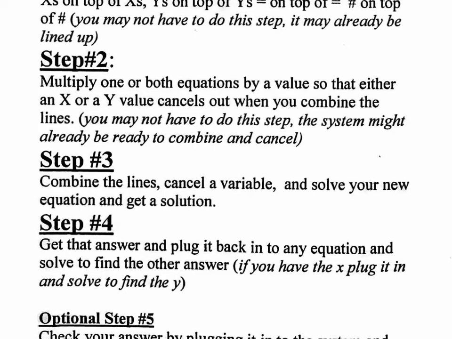Step 2. Multiply one or both equations so that either an X or Y value cancels out when you combine the lines. It says you may not have to do this step. We did not have to do that on step 1, on the first problem that we just did up there.